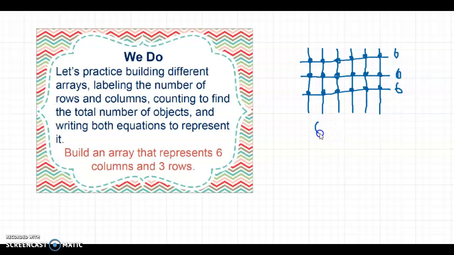So let's write our equation down here. 6 plus 6 plus 6. I know that 6 plus 6 equals 12, and 12 plus 6 equals 18. But to be sure, we're going to go ahead and count our dots. 1, 2, 3, 4, 5, 6, 7, 8, 9, 10, 11, 12, 13, 14, 15, 16, 17, 18.